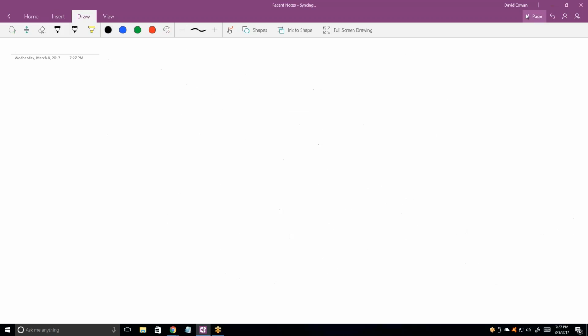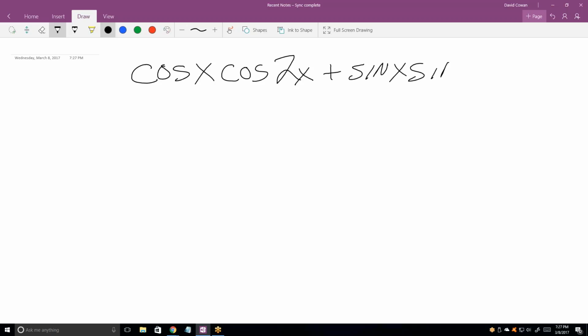Okay, what else? Next one is cosine of x cosine 2x plus sine x sine 2x. What's that going to be equal to? Cosine of x minus 2x. Because you keep the sign, or you flip the sign, right? No, you're right. It doesn't matter. That's why.